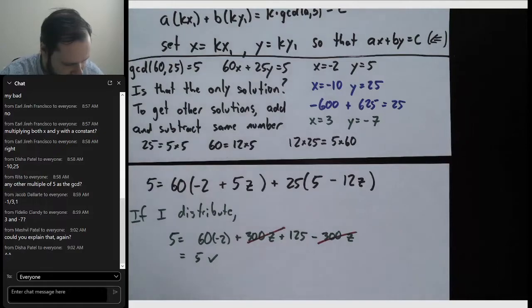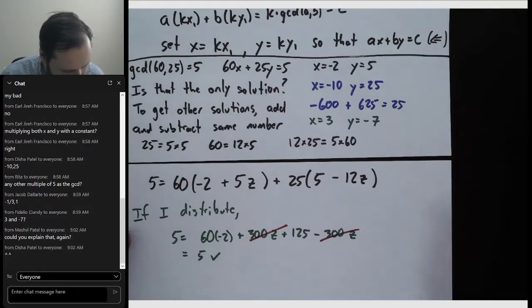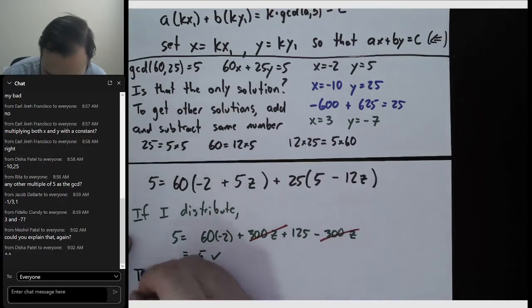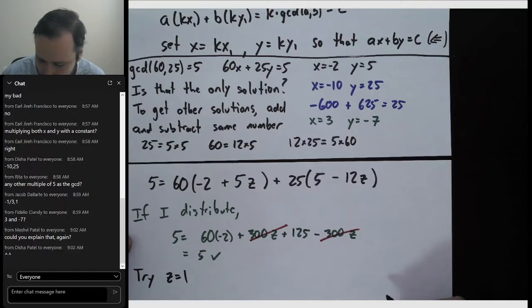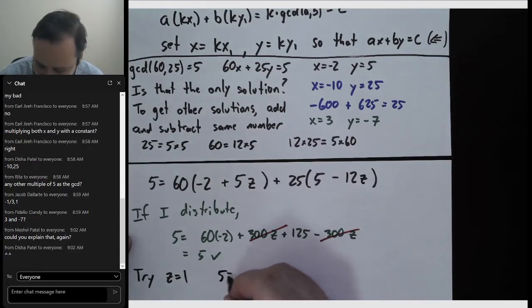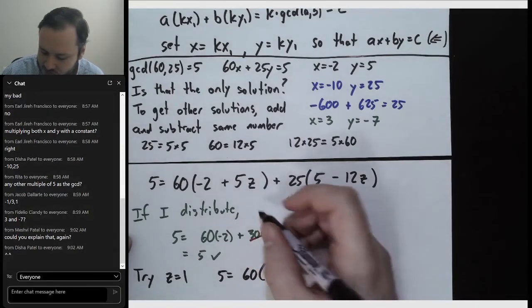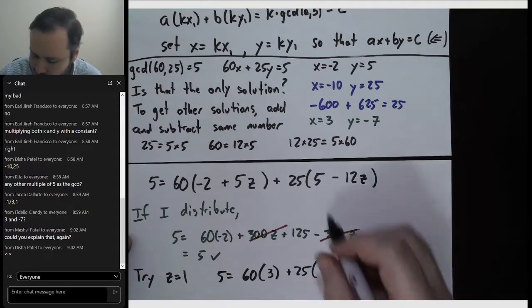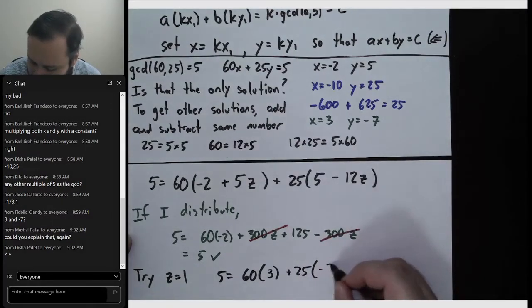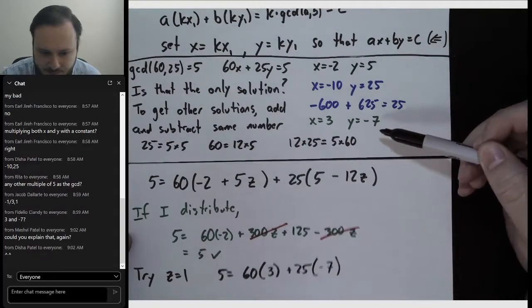So if I try z equals 1, then this says that 5 is supposed to be 60 times negative 2 plus 5 gives me 3, plus 25 times 5 minus 12 gives me minus 7. That's our other answer that we found.